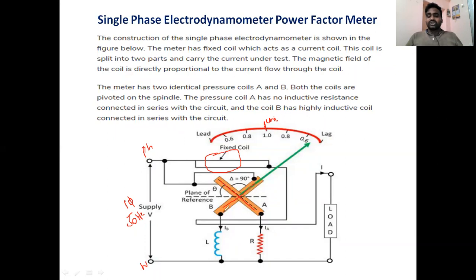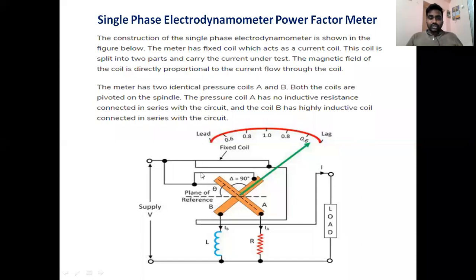Coil B is the inductive circuit, whereas coil A is a resistive element with non-inductive resistance. Here we have an inductive element: a highly inductive coil is present as coil B. That is what we said in our theoretical description. So we have analyzed the construction of the single phase electrodynamometer type meter.